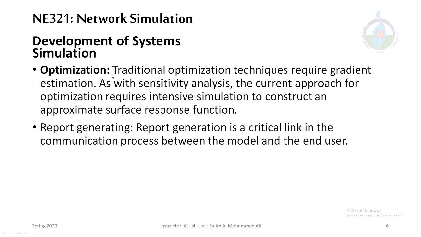Okay. The seventh thing is optimization. After you test all your input parameters in all different scenarios, you come to the traditional optimization techniques that require gradient estimation. Gradient may be difficult for you to understand. If you studied differential equations, if you have the first degree differential equation of a system, it means that you have its gradient estimation. Gradient means the slope of the system.